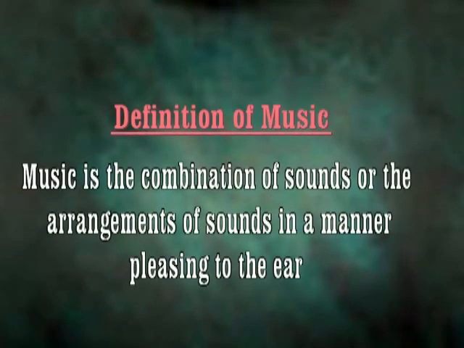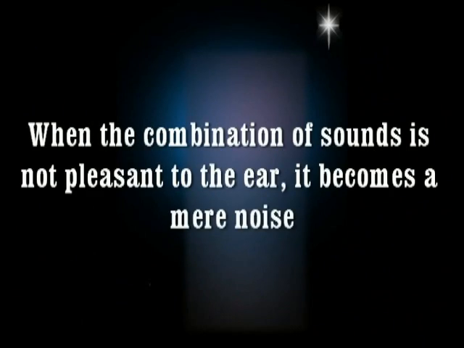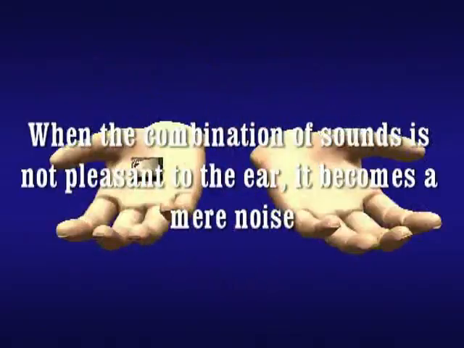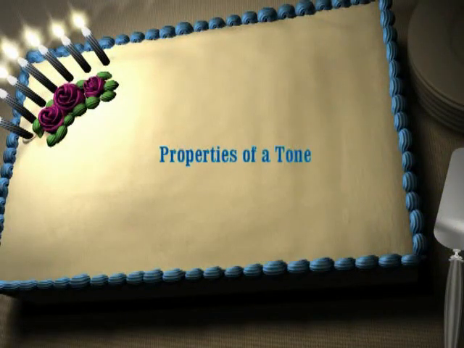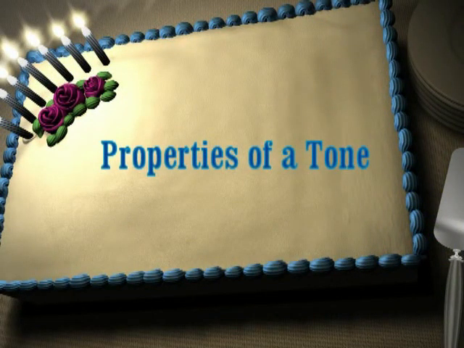The definition of music. Music is the combination of sounds or the arrangement of sound in a manner pleasing to the ear. When sound is not pleasant, it becomes a mere noise. Properties of a tone. We're now going to look at them one after the other.